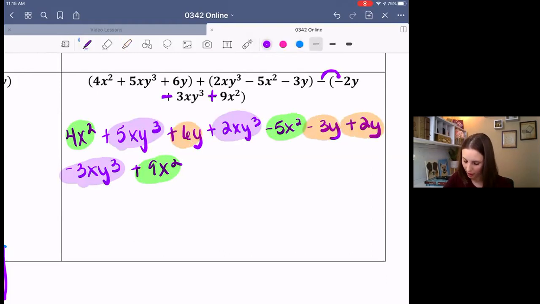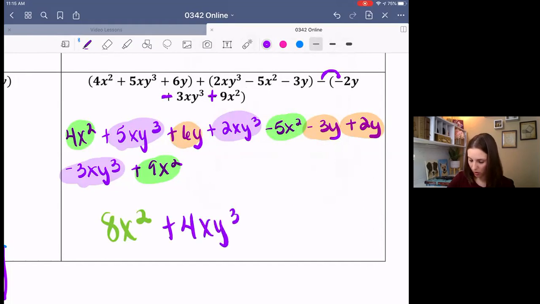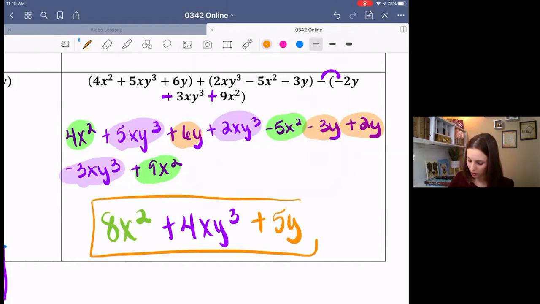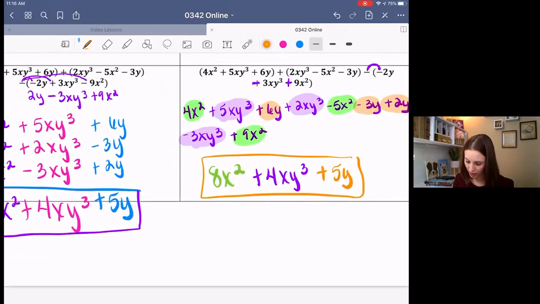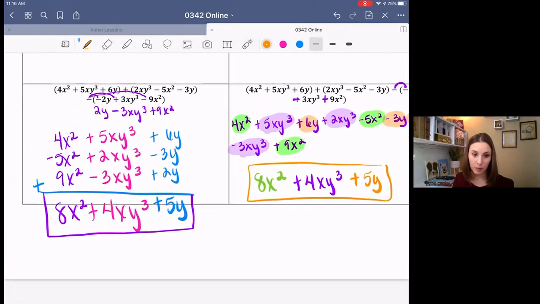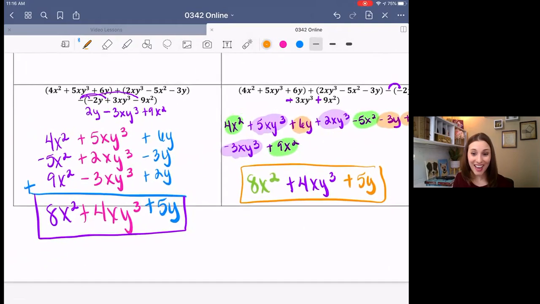And so now we have, using green here, 4x squared minus 5x squared plus 9x squared, 5xy to the third plus 2xy to the third minus 3xy to the third, and then 6y minus 3y plus 2y, which gives us our final answer. I want to check and make sure I got the same thing as on the previous example. Yes, yay, we did it.